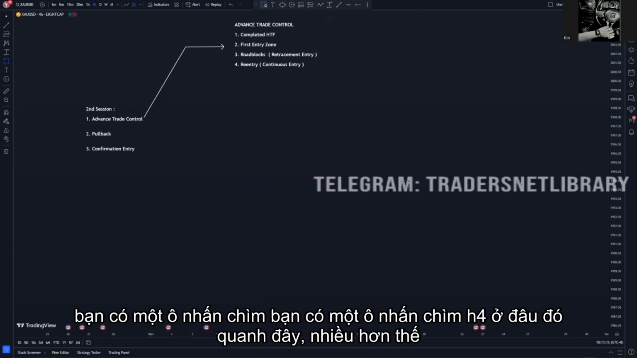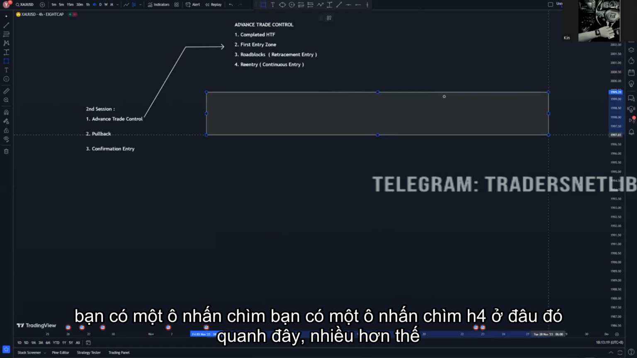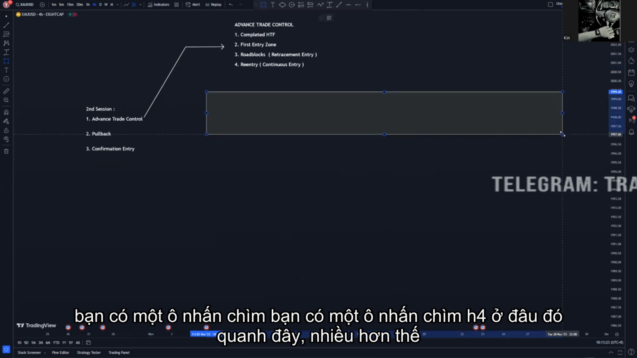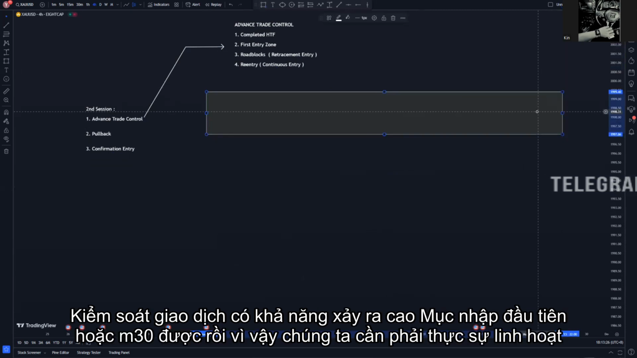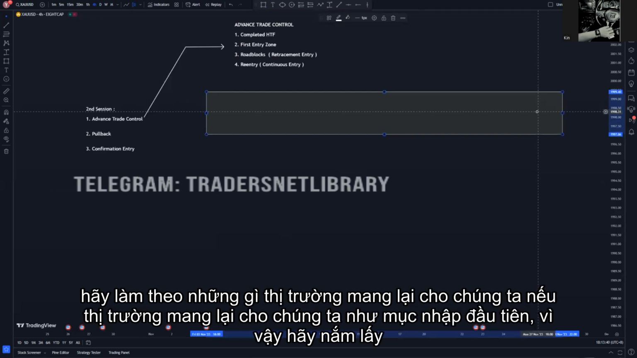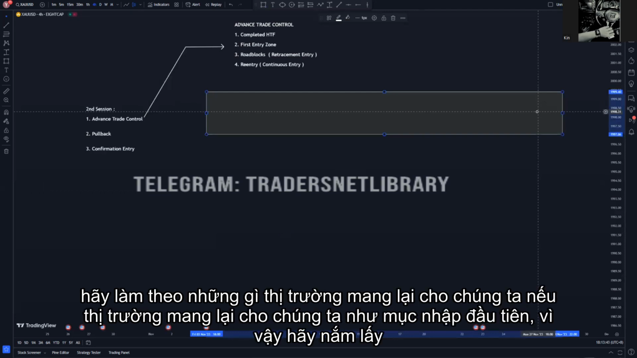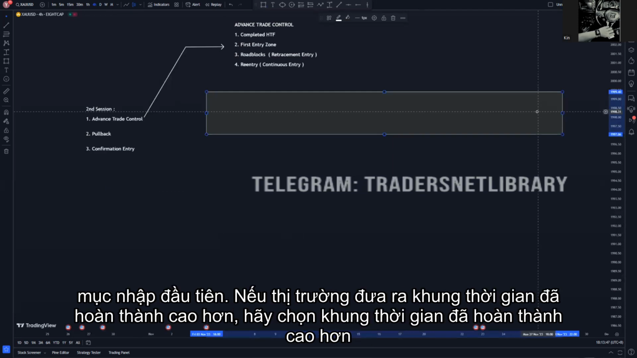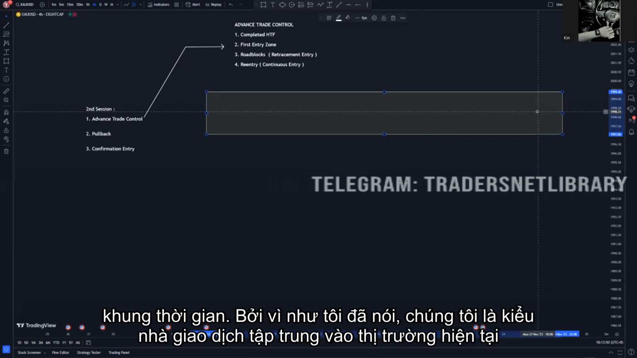For an example, you have an engulfing sell of H4 somewhere around here, which is a more high probable trade control, first entry, or entities. We need to be really flexible, because we are not going to expect too much for the market to do for us. We need to follow what the market gives us. If the market gives us the first entry, take the first entry. If the market gives the completed higher time frame, take the completed higher time frame.